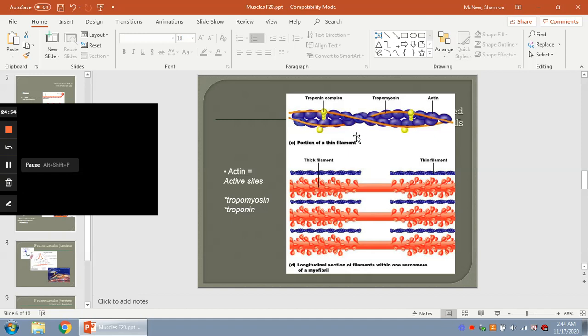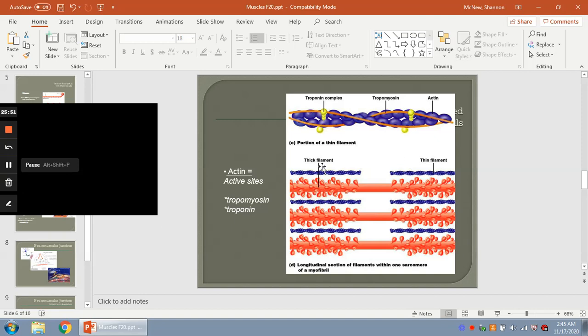And when a muscle is relaxed, the tropomyosin covers up the active sites on the actin. So that's why you can't really see this very well. It's covered up, those active sites. The troponin here is shown in these yellow circles. The troponin is actually attached to the tropomyosin. Both of these, tropomyosin and troponin, are regulatory proteins associated with the actin filament. We call it a filament because it's made up of many actin proteins.